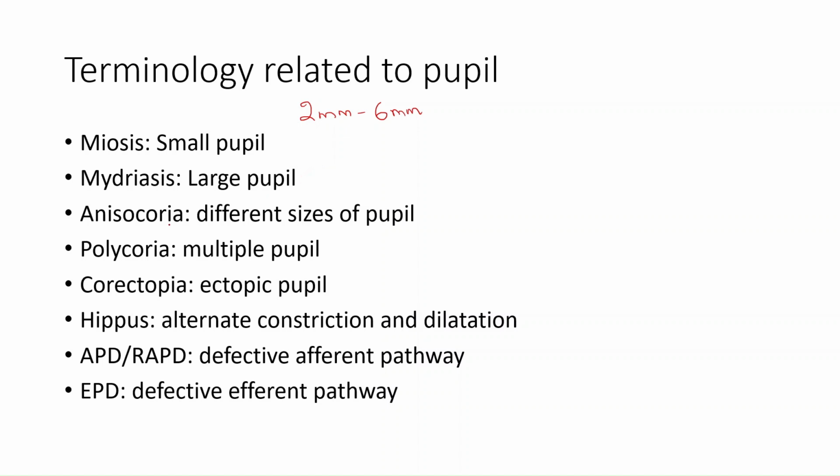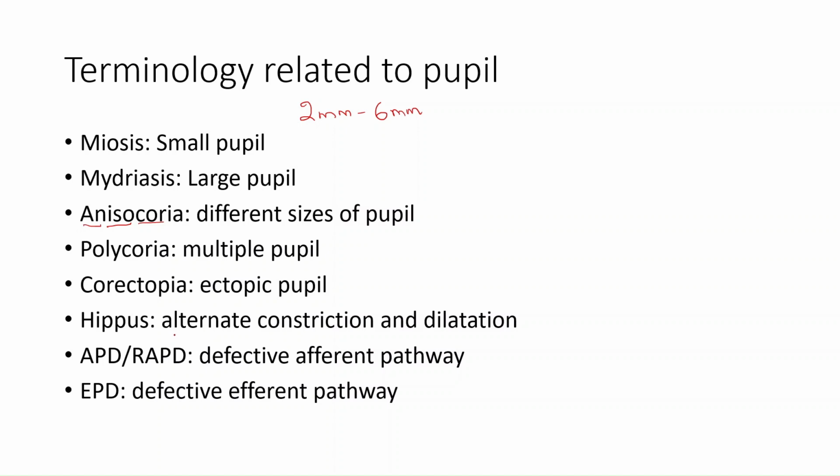What is anisocoria? Understand that cor means pupil, an means not, iso means same. So pupils of different sizes is called anisocoria. What is polycoria? Multiple pupils. Corectopia, in the sense the pupil is ectopic. Hippus. What is hippus? Hippus is also known as pupillary unrest. There is alternate constriction and dilatation of the pupil. It may be physiological, but it can also indicate severe neuronal degeneration.